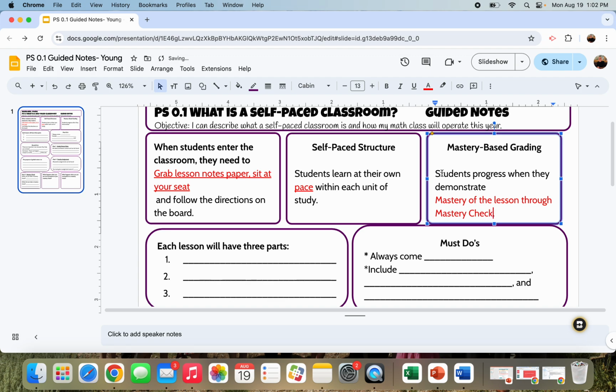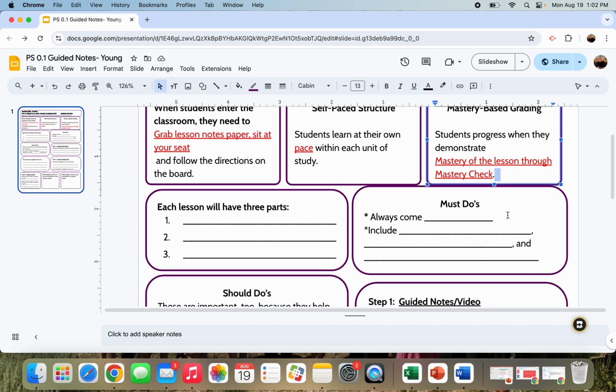The mastery check is always going to be the last thing that you do. So you demonstrate that you understand the lesson by doing a mastery check. Okay, so it's kind of like a little quiz at the end of the lesson just to make sure you understood what was going on.